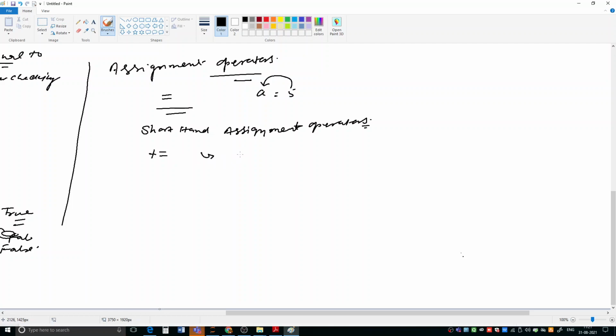Suppose the initial value is a equal to 5, and now you are writing a plus equal to 2. It means that a equal to a plus 2. So if you now print a, what will be the value printed here? 7. Yes, 7.